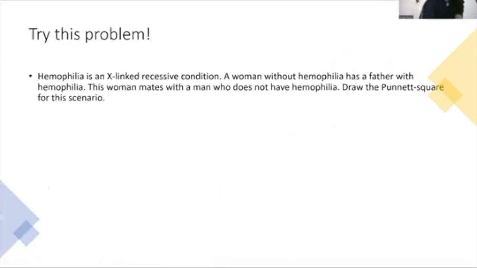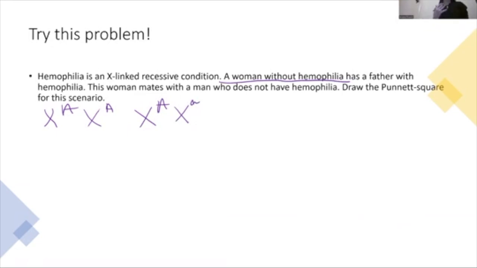So hemophilia is an X-linked recessive condition. A woman without hemophilia has a father with hemophilia. This woman mates with a man who does not have hemophilia. Draw the Punnett square for this scenario. So, a woman without hemophilia. If she doesn't have hemophilia, that means she can have two possible genotypes. She could be homozygous dominant, or she could be heterozygous. In both of these genotypes, she would not have hemophilia.